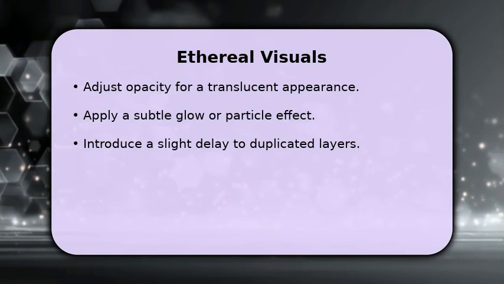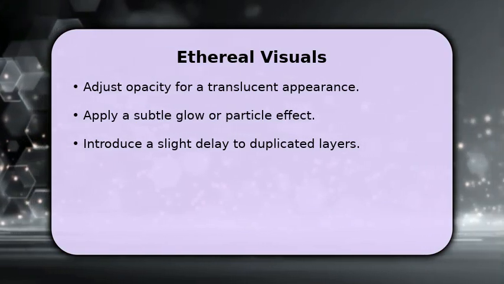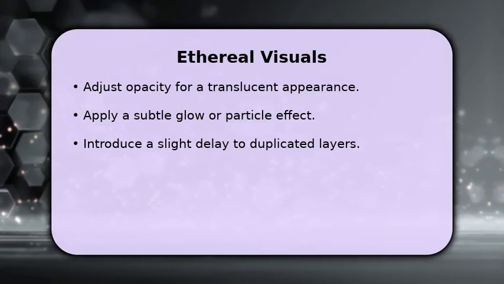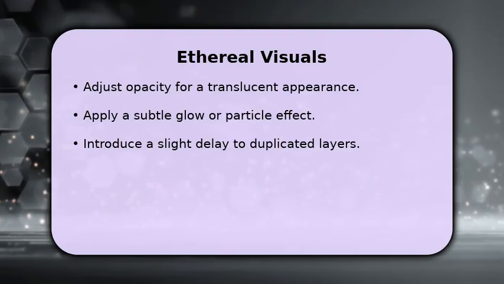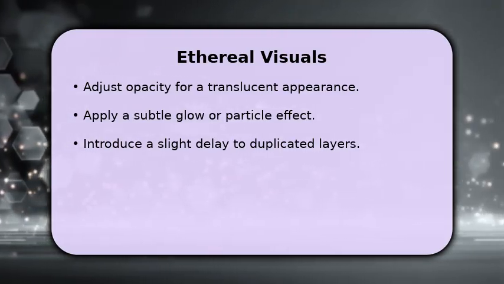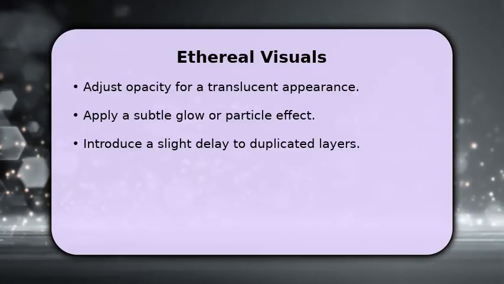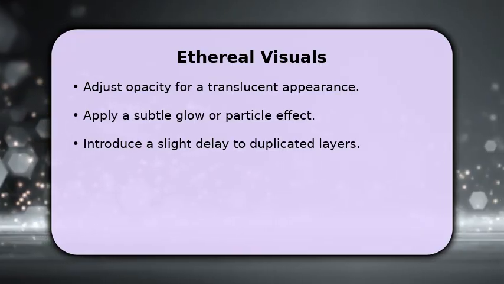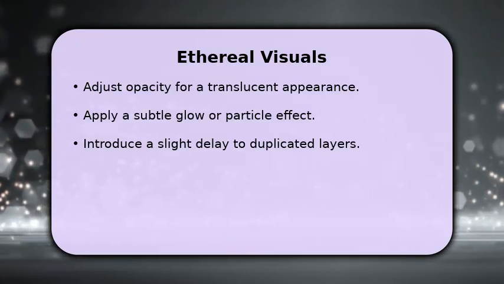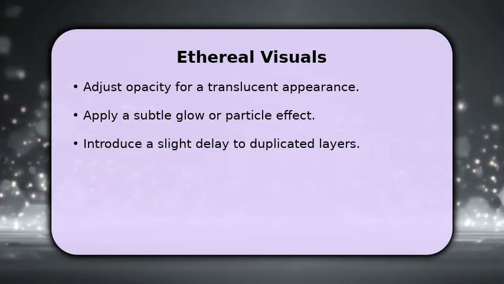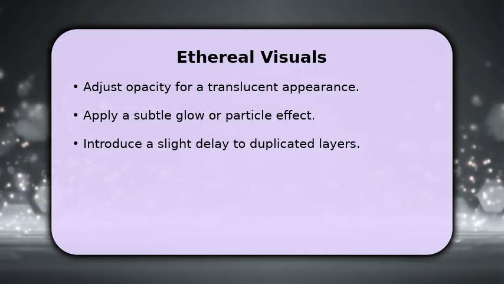For the ghostly effect, select your duplicated character layers and reduce their opacity to about 30 to 40%, making them translucent. Apply a subtle, soft glow effect, perhaps with a light blue or purple hue, to enhance the ethereal look. Crucially, introduce a slight delay of about 5 to 10 frames for each duplicated layer, creating a trailing, afterimage effect as the main character dances. This completes your ghost dance in Fisch.